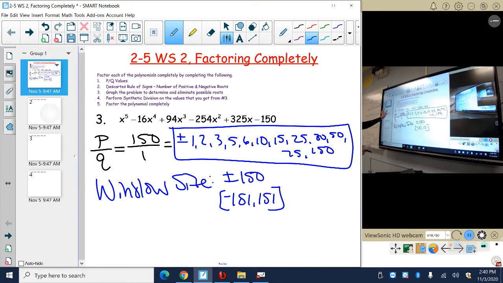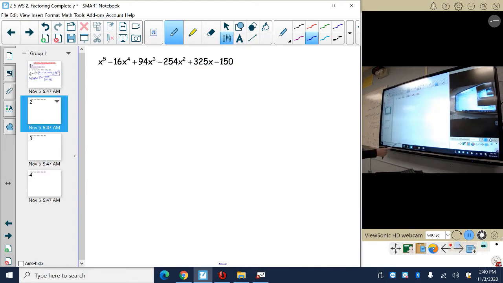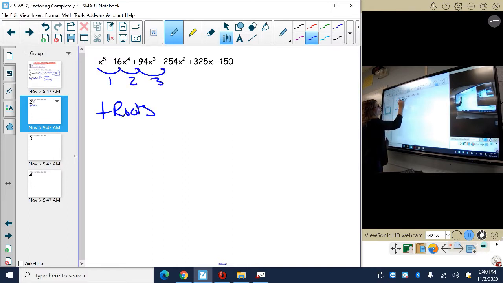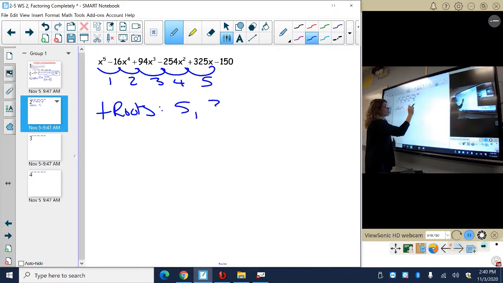Okay? So Descartes' rule of signs. We're going to go ahead and do the positive roots. 1, 2, 3, 4, 5 sign changes. So I can have 5, 5 minus 2 is 3, 3 minus 2 is 1. So I have to have a 5, 3, or 1.